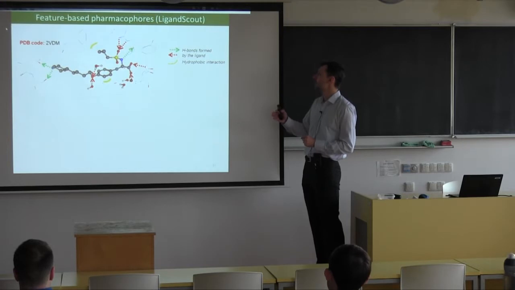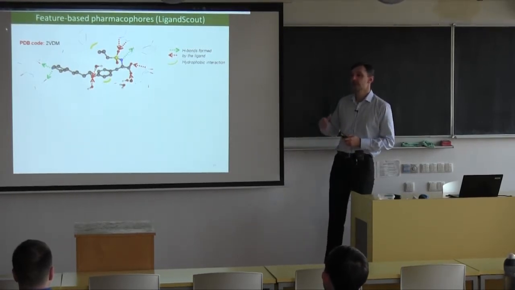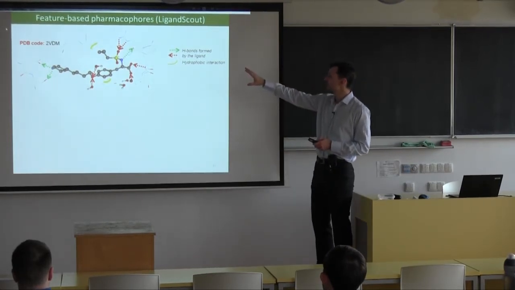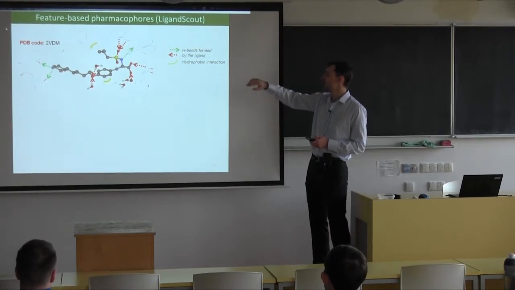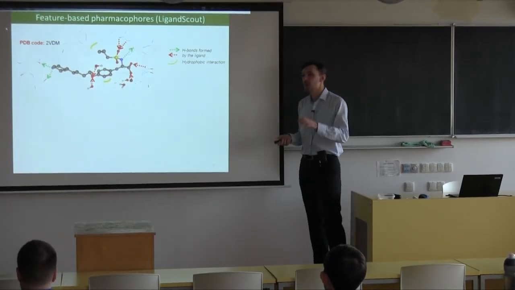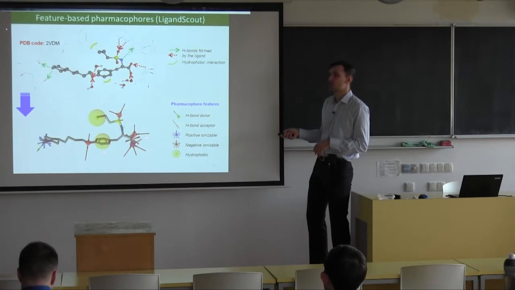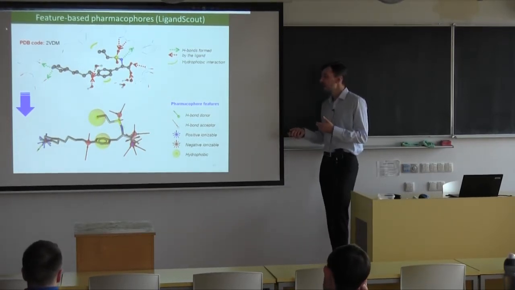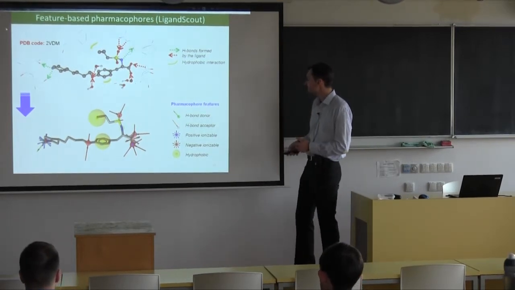Here is an example of a structure-based pharmacophore derivation. If you have a structure of a complex, ligand and protein, you can automatically detect, with modern software, the important contacts between your ligand and the protein, and then formalize these contacts in a pharmacophore model. It's quite easy, automatic, and very fast. And these pharmacophore models can already be used for screening.